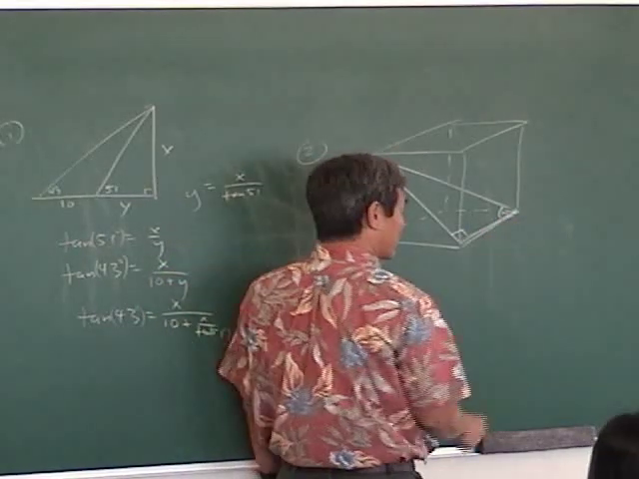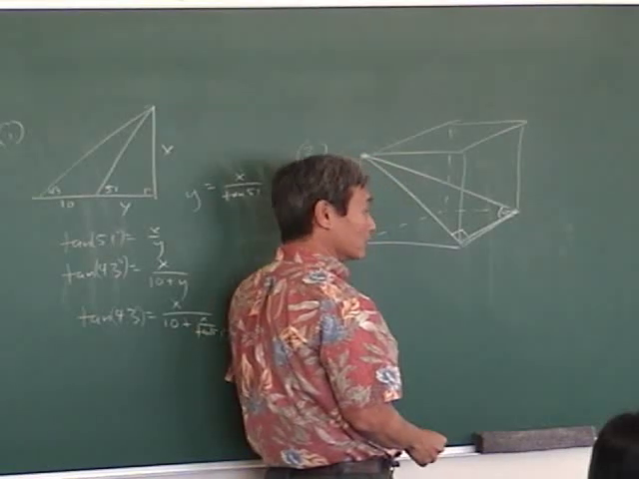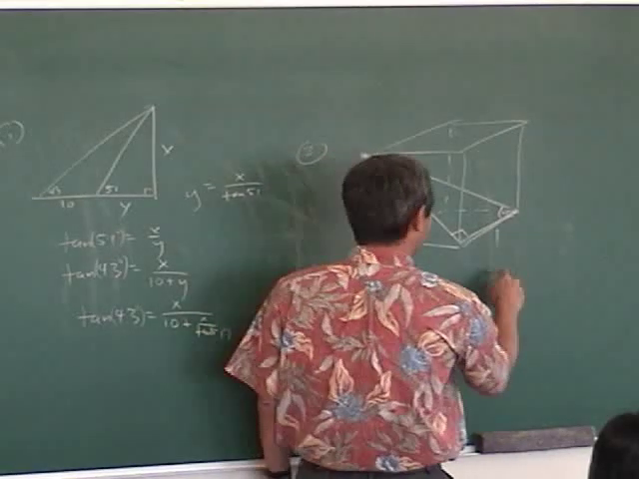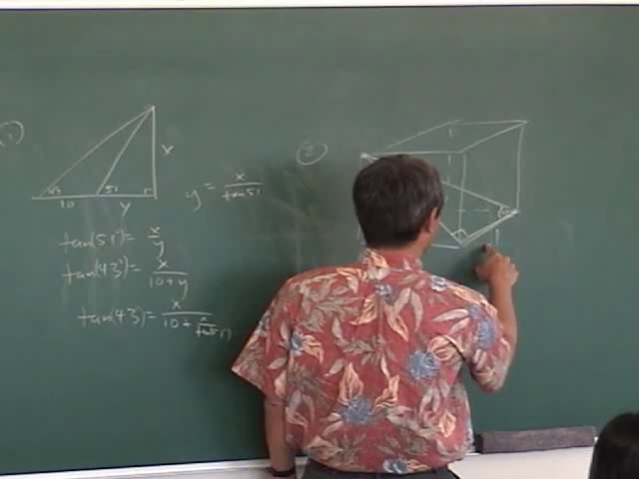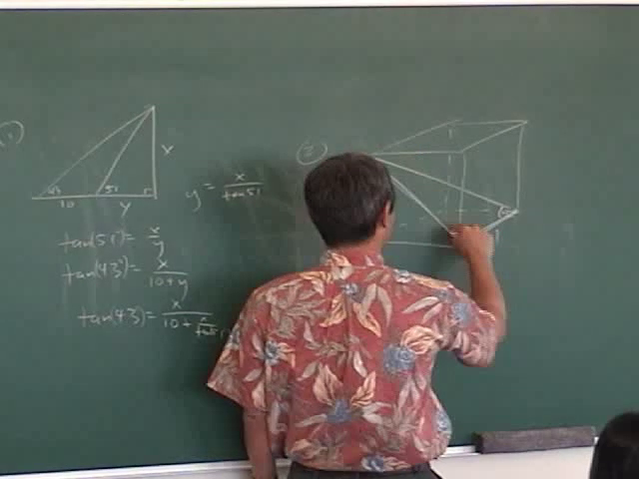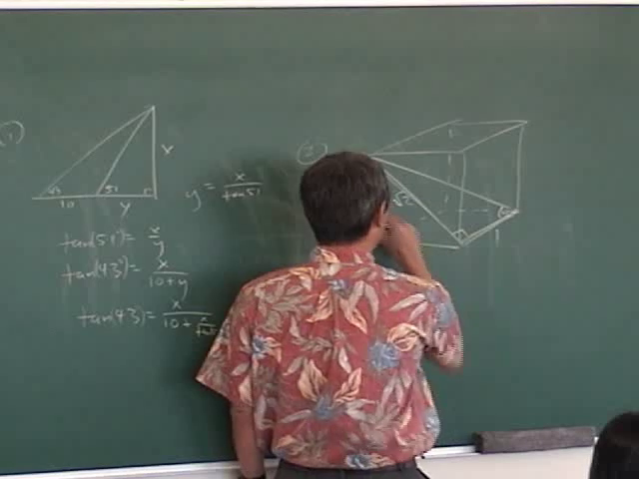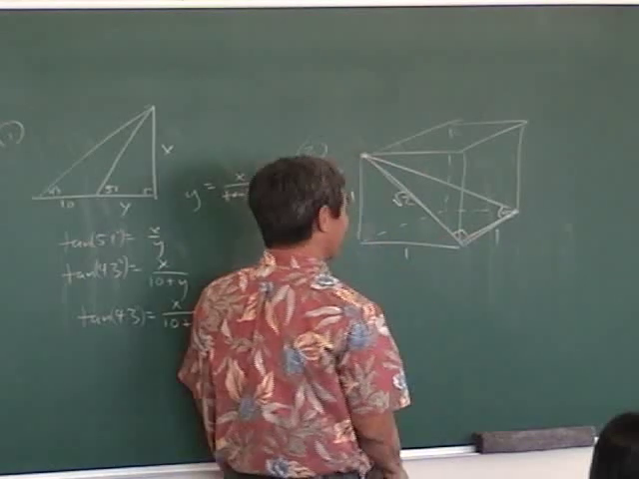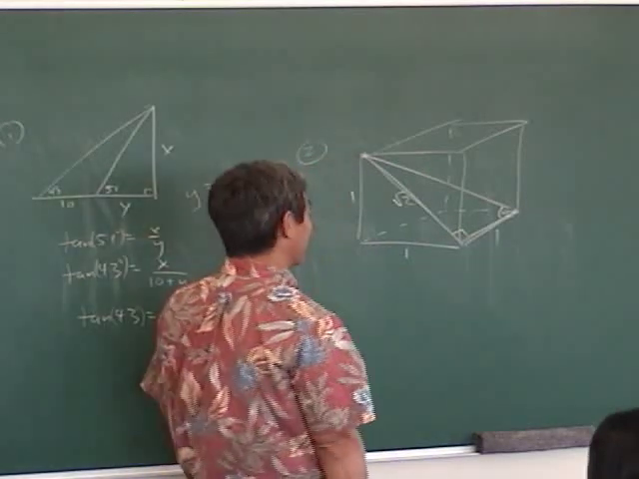No, but it's a cube, so what do you want to call it? 1, okay, 1. Now if this is 1, what's this right here? That's root 2, because that's 1 and 1, and right there's a 45, 45, 90 triangle. So that's it already, right?